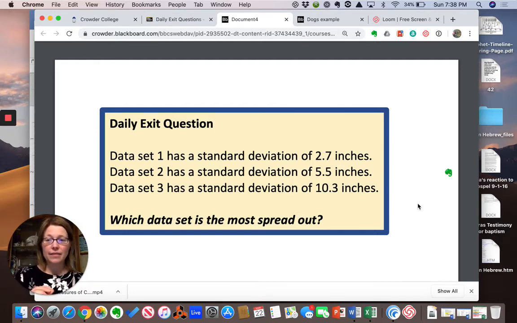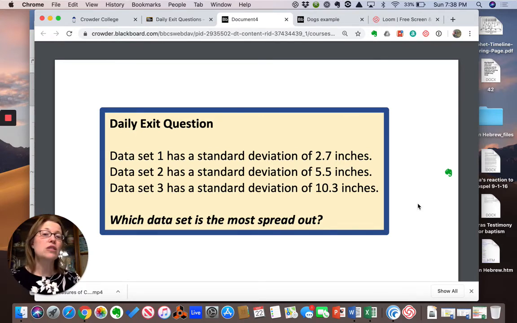So take a sec. I'm going to pause and make your guess. Did you make it? Okay. The data that is the most spread out is the data with the biggest standard deviation. So data set 3 has data that is the most spread out. Data set 1 has data that's the closest together. The bigger your standard deviation, the more spread out your data is.